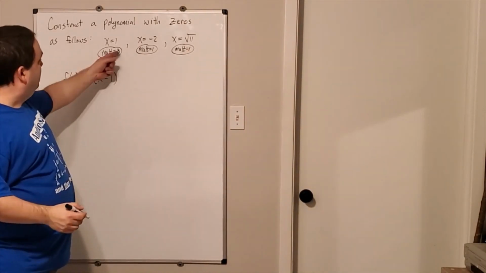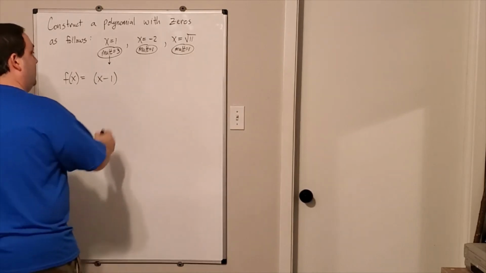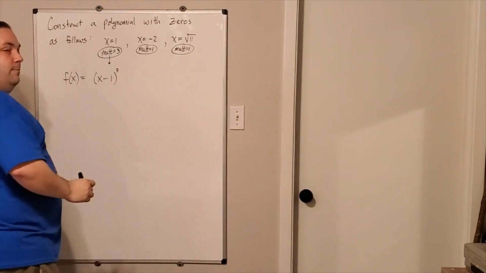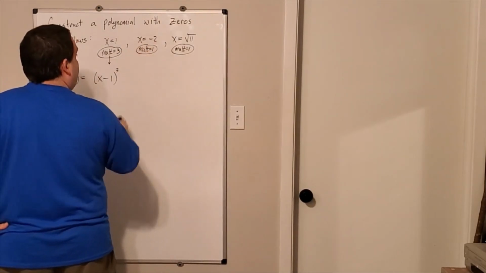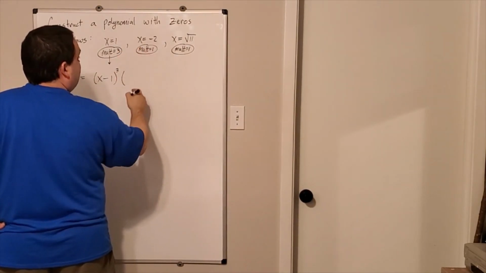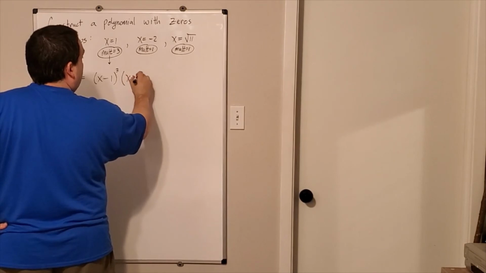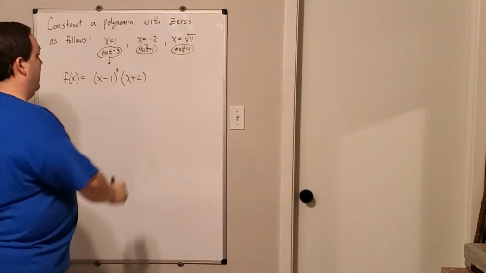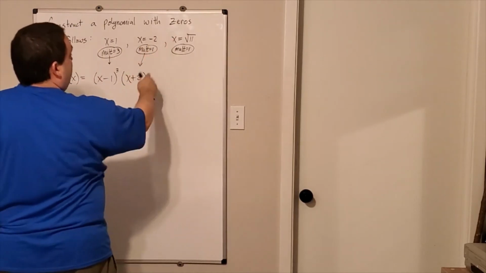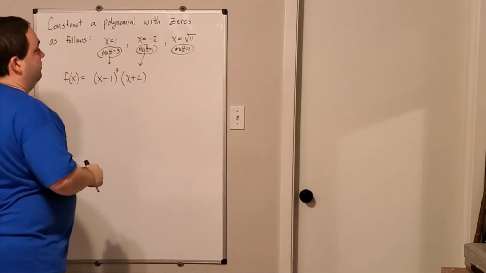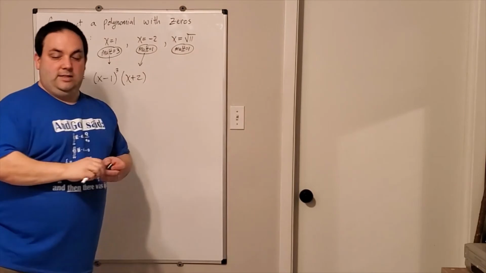But wait, it said multiplicity 3. Easy. Cube it. Right? 3 of them. Next, x equals negative 2. Remember, we want it to zero out. So I would put x plus 2. Right? That's this piece. And multiplicity 1, right? To the 1 power. And then there's this last piece.